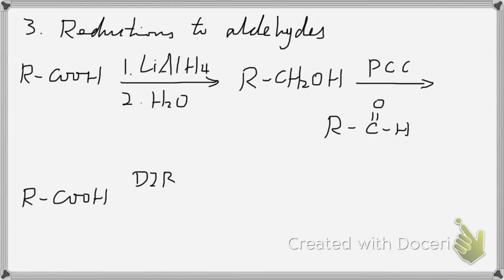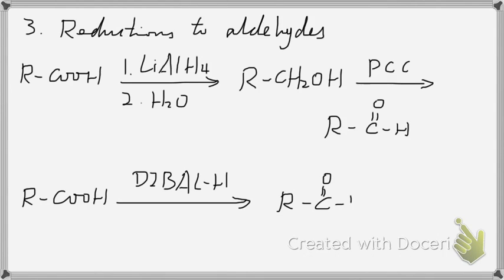And the second, we can reduce the carboxylic acid directly with DIBAL to aldehyde. And DIBAL is a modified reducing agent. It's relatively weak compared to lithium aluminum hydride. It cannot reduce aldehyde to alcohol. And here is the structure for DIBAL: diisobutyl aluminum hydride.